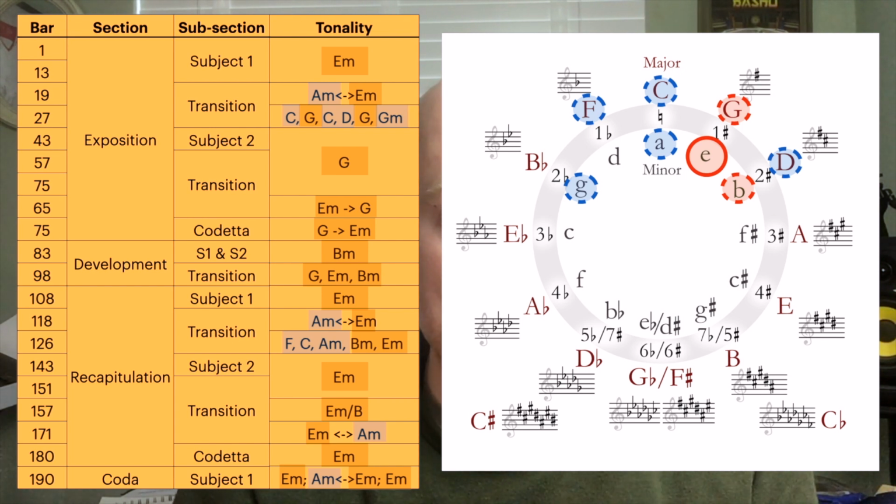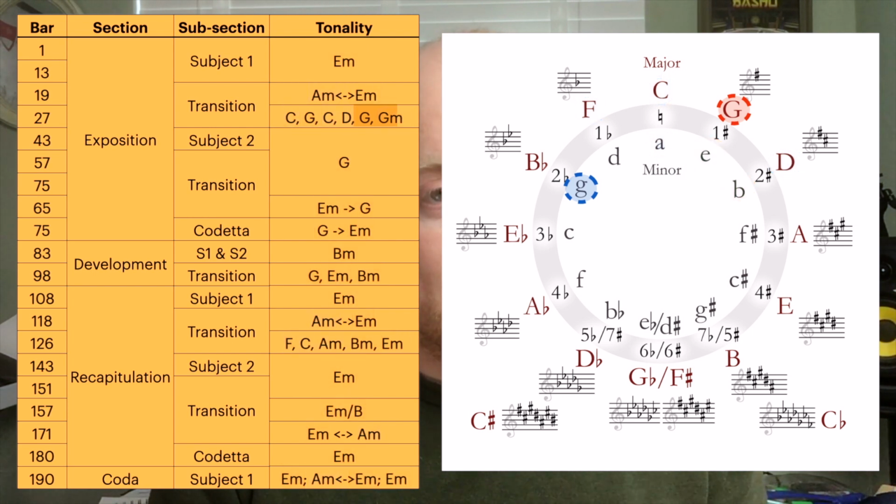It is in the transition section, where we have passages that pass through many keys quickly, but in so doing we travel the furthest from the home key of E minor. The most distant modulation, which we can see on the circle of fifths, is between G major and G minor, which is a parallel modulation between major and minor.